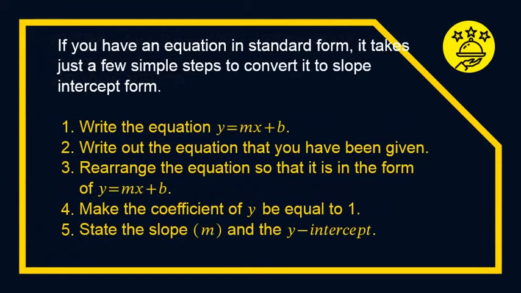If you have an equation in standard form, it takes just a few simple steps to convert to slope-intercept form. First, write the equation into y is equal to mx plus b. Second, write out the equation that you have been given. Third, rearrange the equation so that it is in the form of y is equal to mx plus b. Fourth, make the coefficient of y equal to 1. Fifth, state the slope m and the y-intercept.